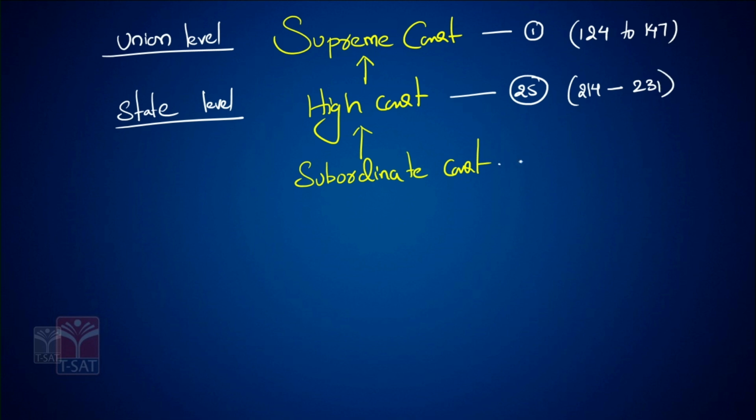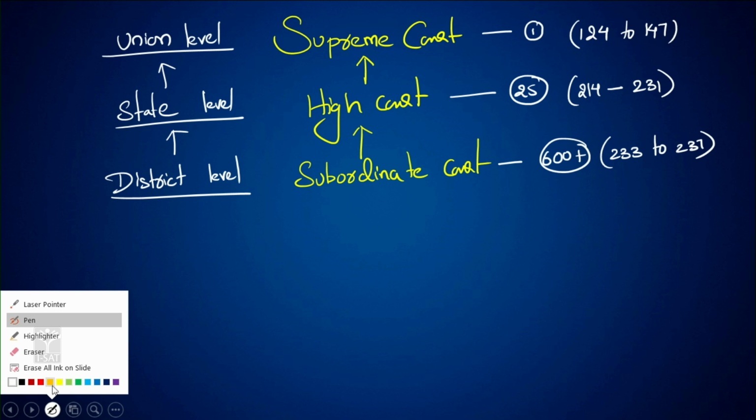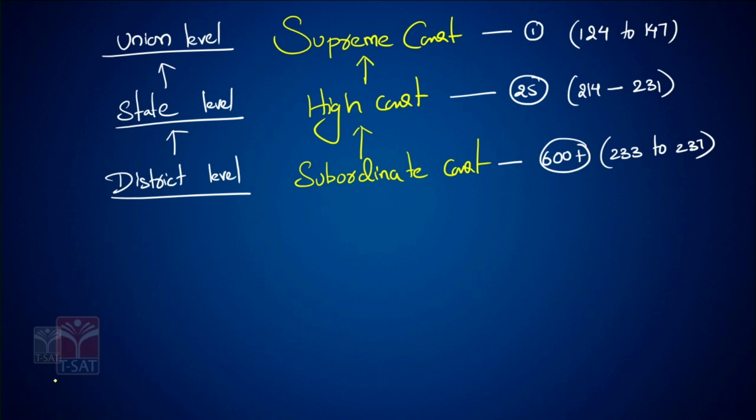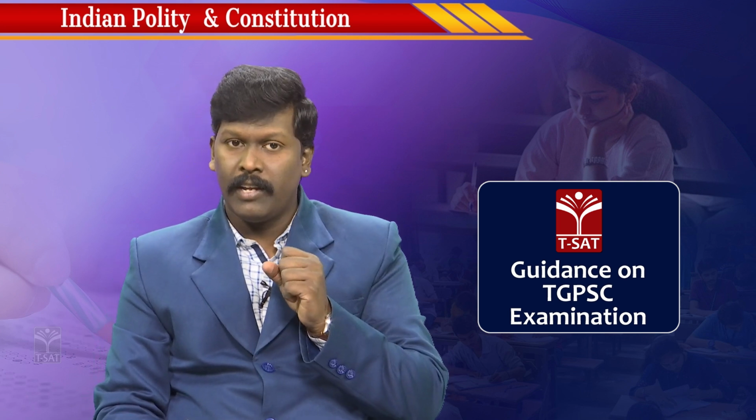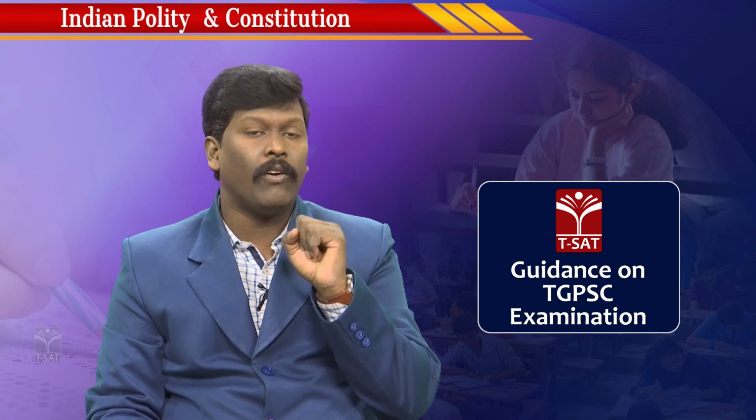Now, subordinate courts: there are 600 plus subordinate courts in the country, and this is at the district level. We have union, state and district level courts, and Articles 233 to 237 deal with the subordinate courts in the country. The subordinate courts can be classified into different types again, and the state government along with the high court of each state, considering population and other geographical aspects, will decide the subordinate court hierarchy.